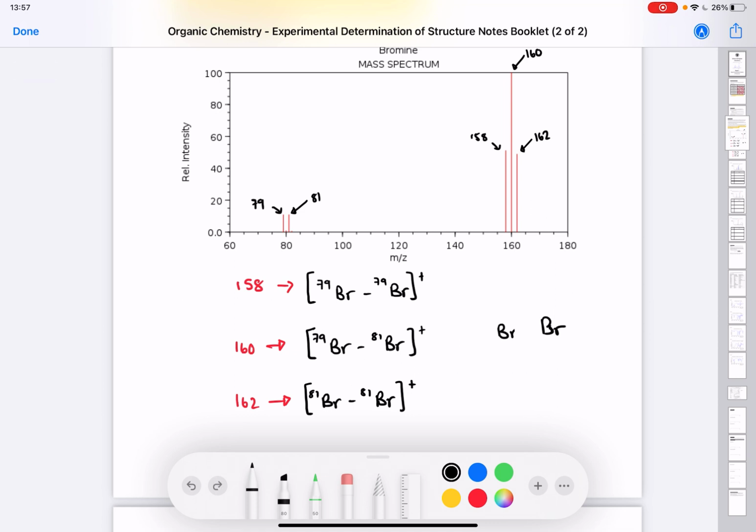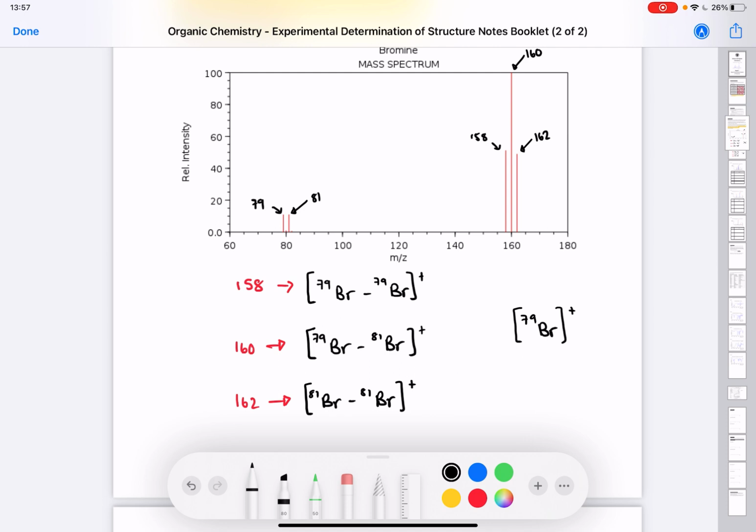So what we could see then is if that bond in between the two bromines was broken, we could have a bromine with a mass of 79. Just going to move that over slightly. So we could have a bromine ion with a mass of 79. Now that process of breaking that bond knocks off an electron as well. So that bromine would have a positive charge.